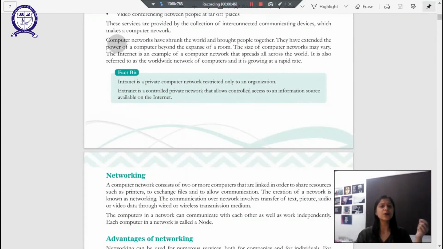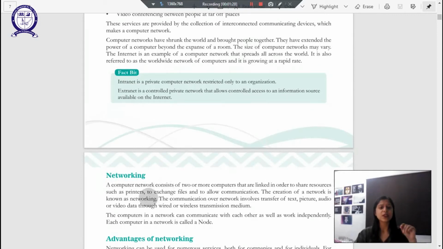So computer networks have shrunk the world and brought people together. They have extended the power of a computer beyond the expanse of a room. Yes, indeed, that is so true, because as they say, a computer is a window to the world. So our computers are not just an isolated, singular system in itself. Through it we can connect to the internet, connect to the world, our friend in the USA or Canada, Australia, anywhere, or some scientist. We can read any research paper, we can search videos uploaded from any place in the world, right? Which is why we say that computer networks have shrunk the world and brought people closer.